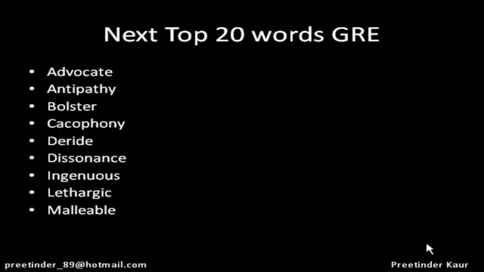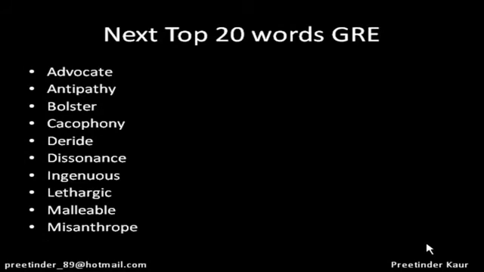Next word is malleable. Malleable is a property of metals which can be formed and changed into any shape. So malleable is something that is easily influenced, which is ductile, pliable, tensile, tractile and pliant. So it's a property of metals, and it can also be a property of a person's behavior.